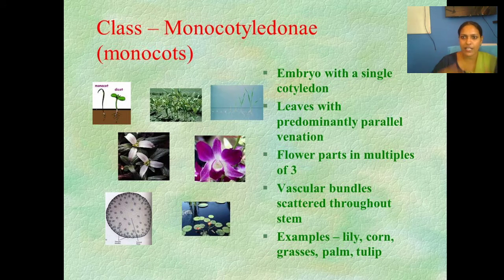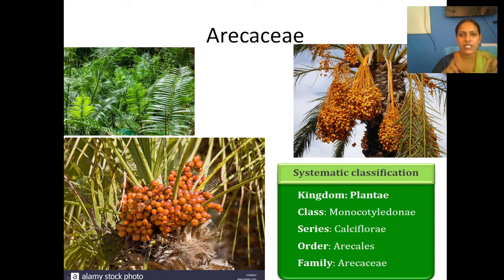Now we have an advanced family. We are discussing an advanced family, so we'll see only tepals there, and the vascular bundles are scattered here and there in the matrix. So these are the examples of monocotyledons. And now the first family we are going to study is Araceae, which comes under the series Calycinae, order Arecales, and family Arecaceae. This is a date palm, Phoenix, and this is Areca catechu, and this is Calamus, Calamus rotundus. So these are the features.